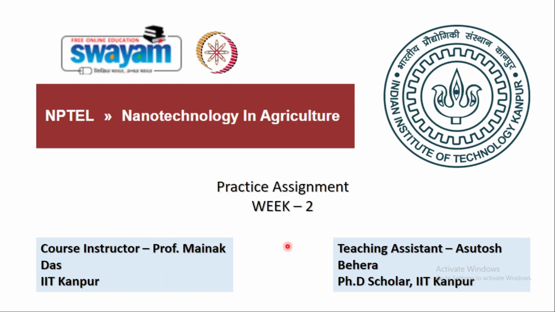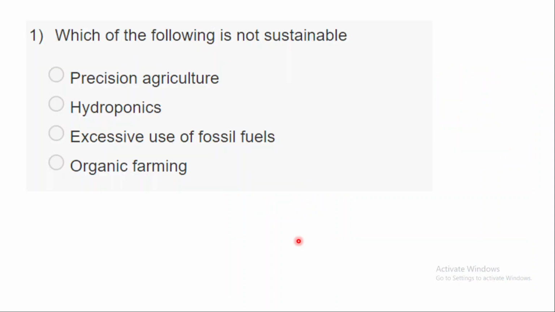What I am here to help you with is the practice assignment week 2, where we'll try to solve similar kinds of questions which you faced and which will help you strengthen your understanding. Okay, so let's move on to the first question of the practice assignment. I'll read out the question for you. Which of the following is not sustainable? The options are precision agriculture, hydroponics, excessive use of fossil fuels, organic farming.